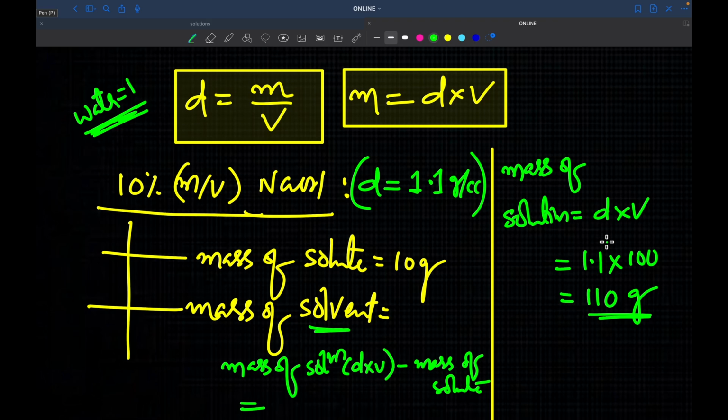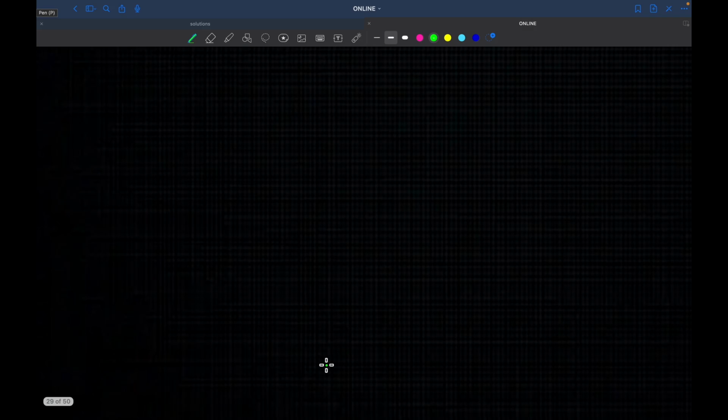So mass of solution is how much? 110, minus mass of the solute, which is 10. So here in this case it is exactly 100. Right, hope you understand. We'll see one more problem.